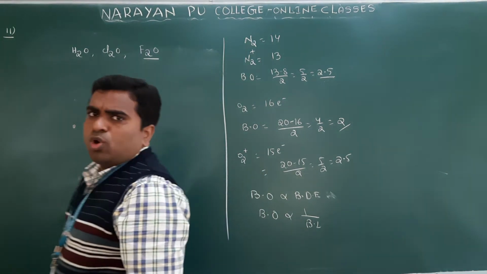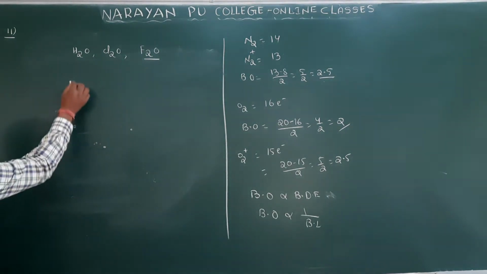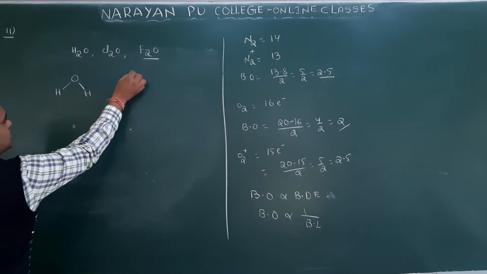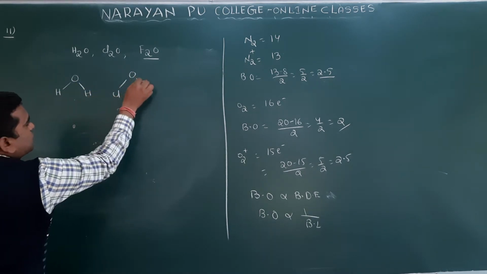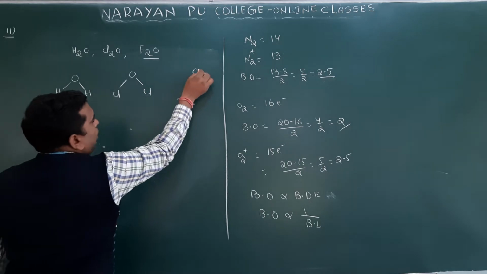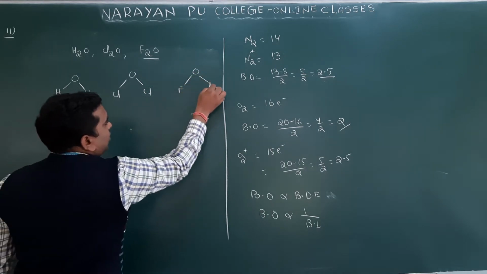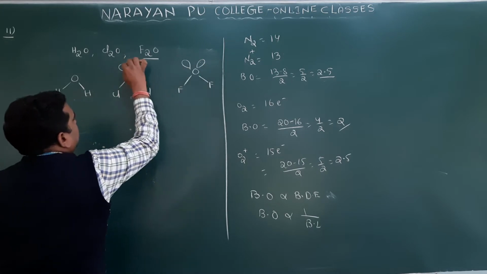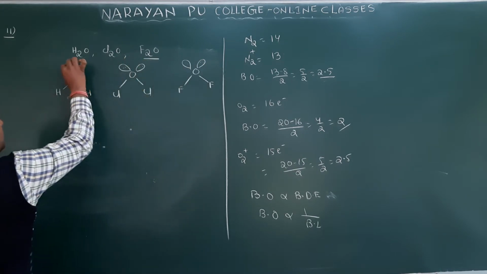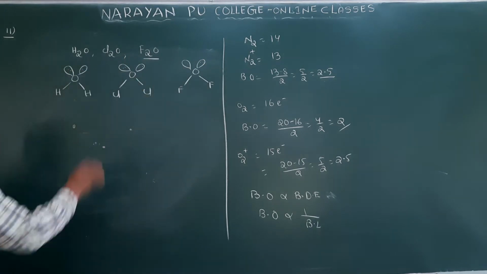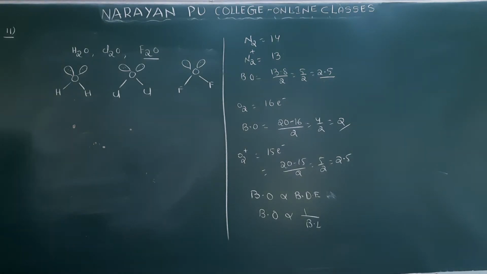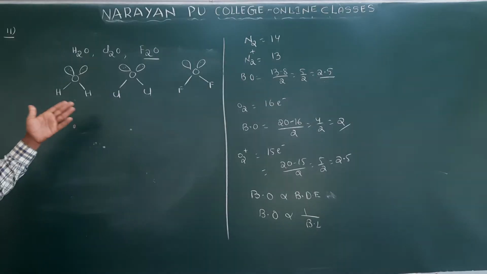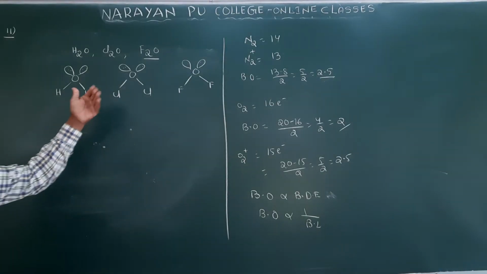Clear? You know that for all these compounds the shape is bent shape. I already mentioned that whenever oxygen forms two bonds it will have two lone pairs. So this is the shape of the molecules. The central atom is oxygen only. Clear? You know that in all cases we need to decide which one has the greater bond angle.